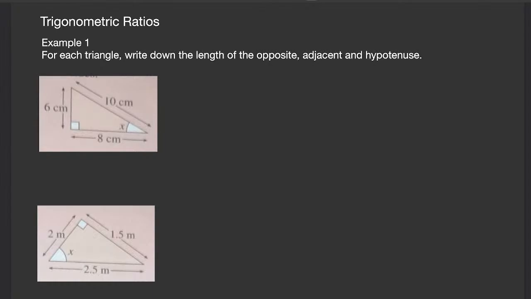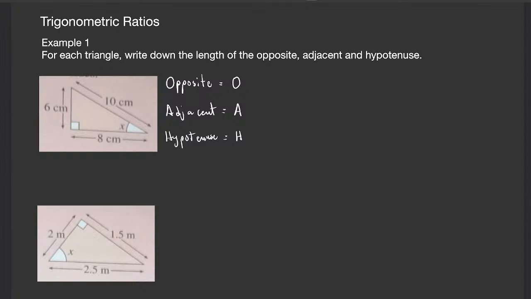So let's just put that down. Opposite. And moving forward, we will give the symbol opposite capital O. And they want us to also put down the adjacent. Also moving forward, we will give the adjacent symbol capital A. And they would also like us to write down the length of the hypotenuse. Moving forward, we will give this variable a symbol of capital H. So opposite O, adjacent A, hypotenuse H.